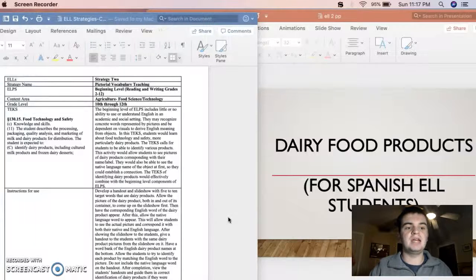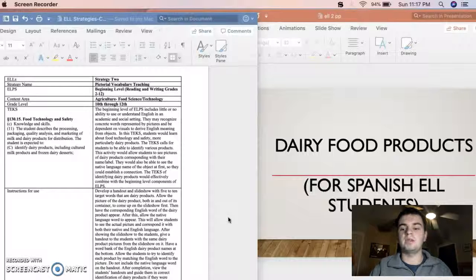So the TEKS of it is identifying dairy products, including kosher milk products and frozen dairy desserts. And so in the beginning, that's the TEKS for it. In the beginning level of the ELPS, students may have little or no ability to use or understand English in academic or social settings. They might just know their native language still and not know much English, if any at all. They might recognize concrete words or pictures and be able to build upon that going towards further levels.